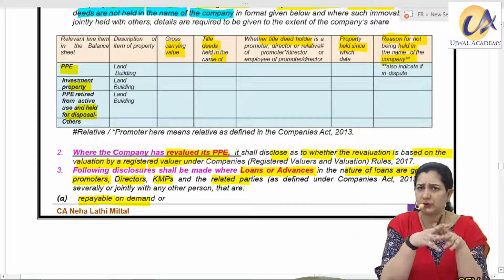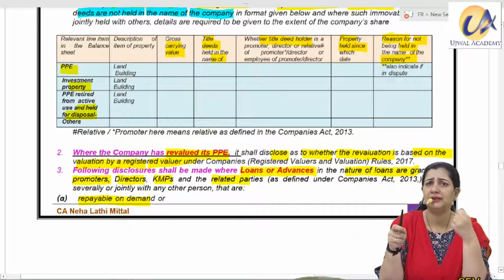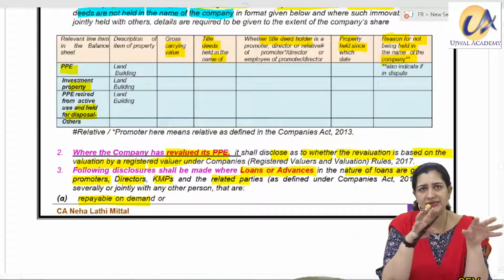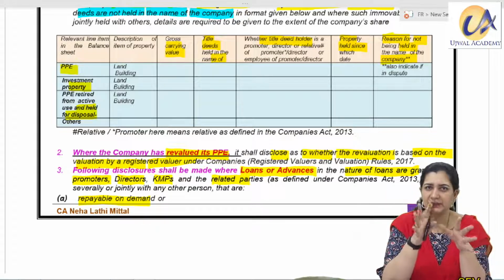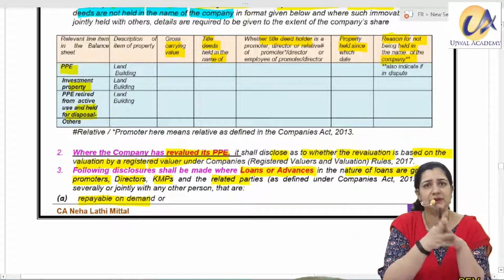Repayable on demand means what? The company has given the loan and said only when the company demands, at that time the director will have to pay the loan. So there are no set conditions. It is repayable on demand. That means in this case, the company may not demand the loan for so many years, and directors may be using the loan.